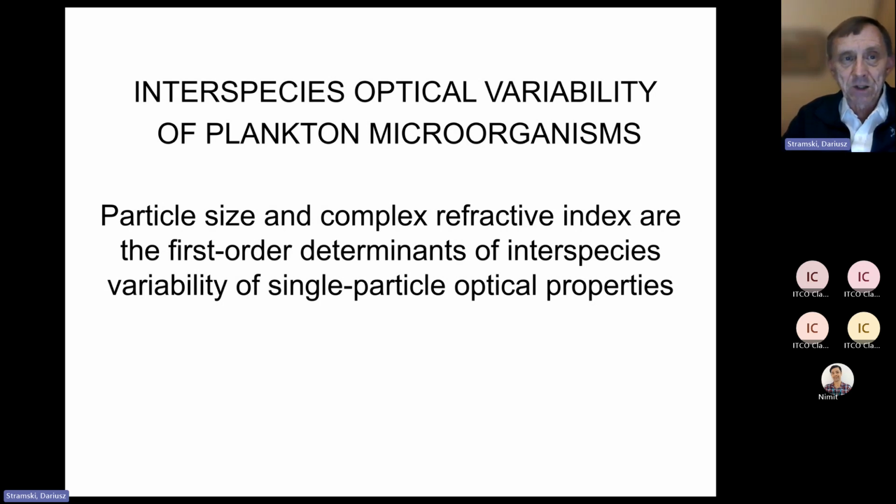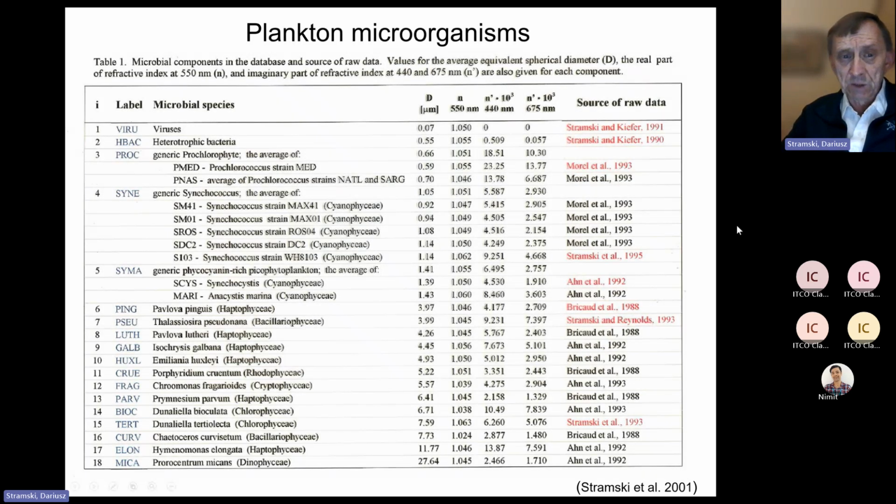I would like now to provide you with some insight into optical variability for plankton microorganisms. As we discussed, particle size and refractive index, which we can refer to as complex refractive index, consisting of real part and imaginary part, so both the regular refractive index as well as absorption, are the first order determinants of interspecies variability between different planktonic microorganisms.